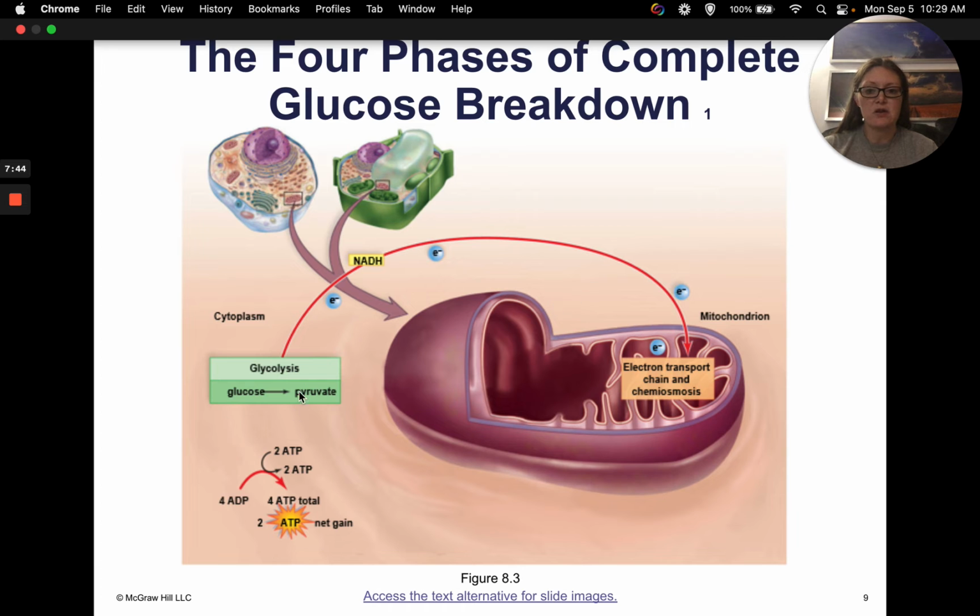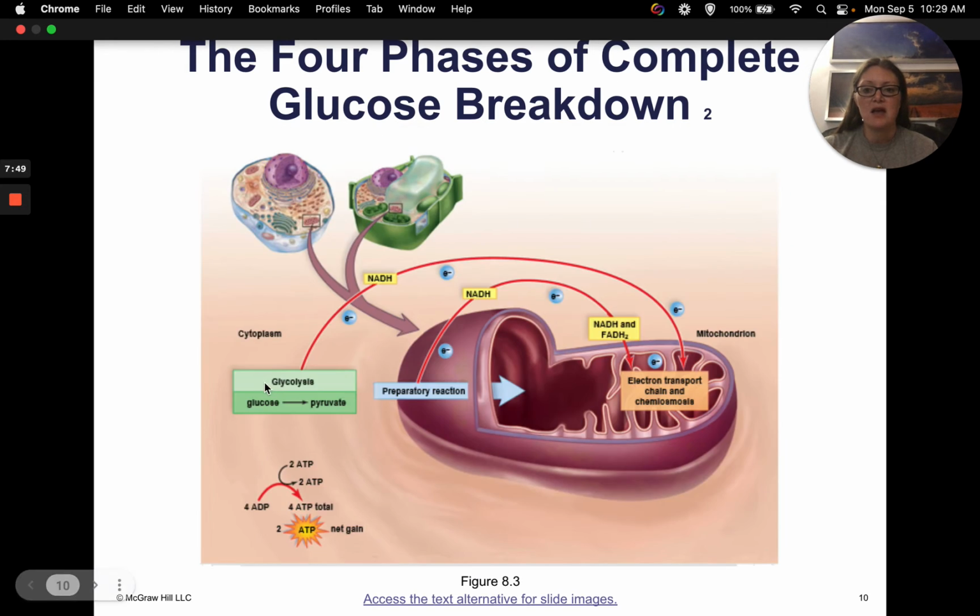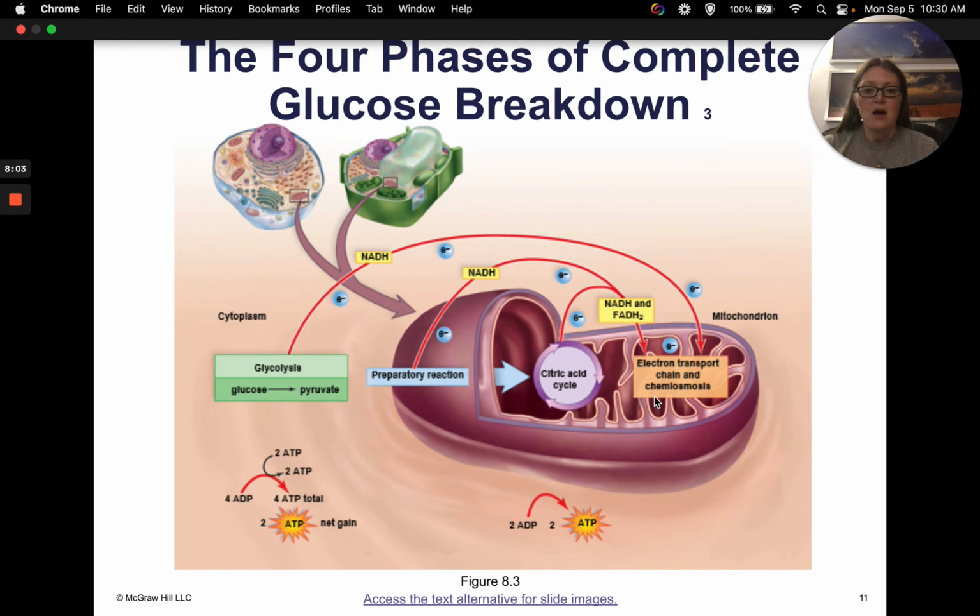Here's some extra electrons that are contributed by the glycolysis process, and the glucose is making it into the pyruvates. And then that goes into the electron transport chain, and then we've got these NADHs and FADHs that are also going into that chain. The citric acid cycle is a part of that as well, the preparatory phase sending it to the citric acid cycle, and eventually we're going to have that electron transport chain.